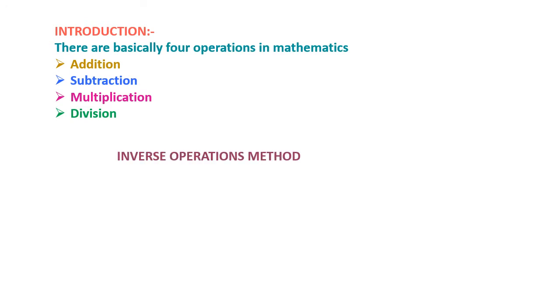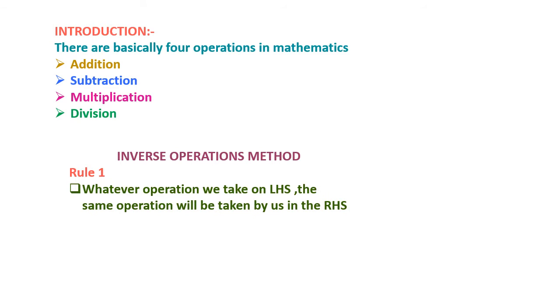Now, let us learn what does inverse operation method tell us regarding solving the equation in one variable. The first rule. Whatever operations we take on LHS, the same operation will be taken by us in the RHS. Now, what does this mean? This is called balancing the equation. How does it work? Let me explain you with an example.